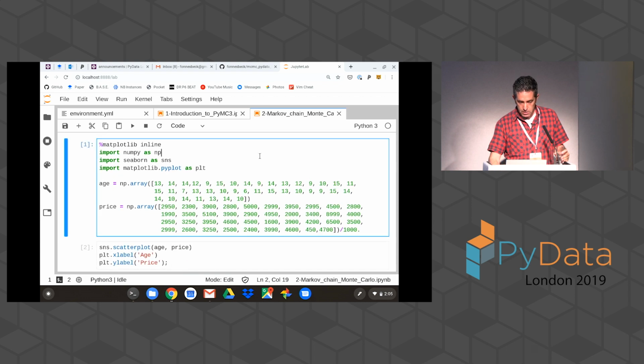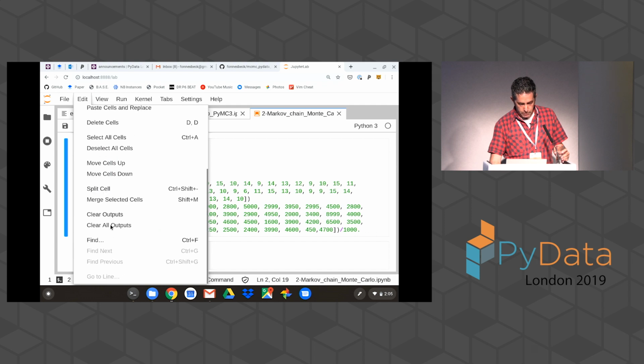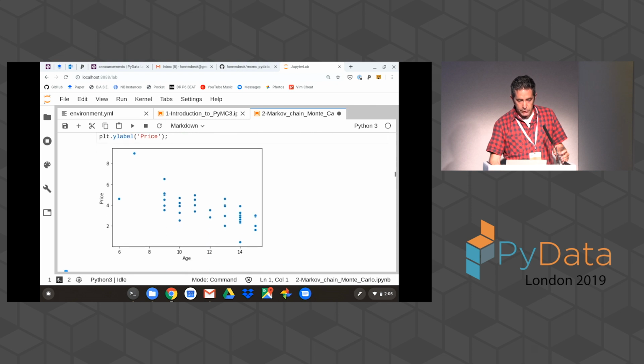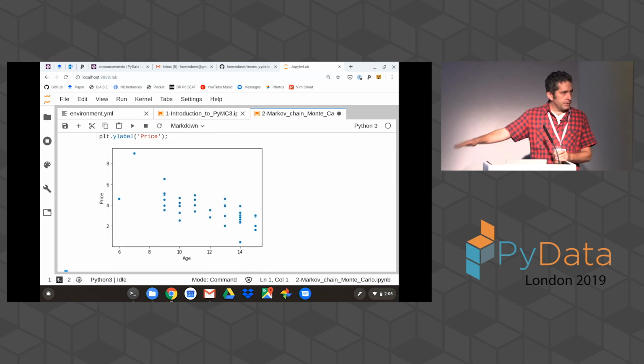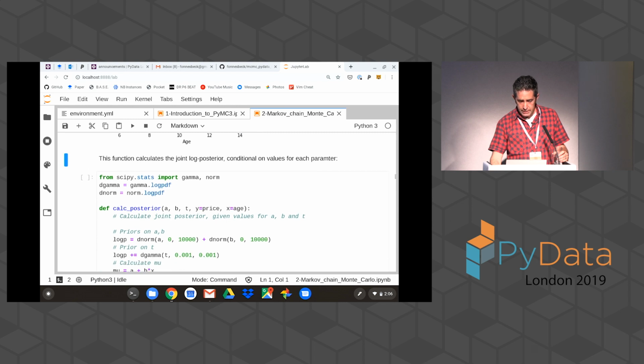So there's the data. New notebook, clear the output. Here we go. All right, so that's what it looks like. Old houses are bad, apparently. So we're expecting some linear decrease here. I'm not saying this is the best model, this is just a model. And I'm doing this by hand here, not using PyMC.